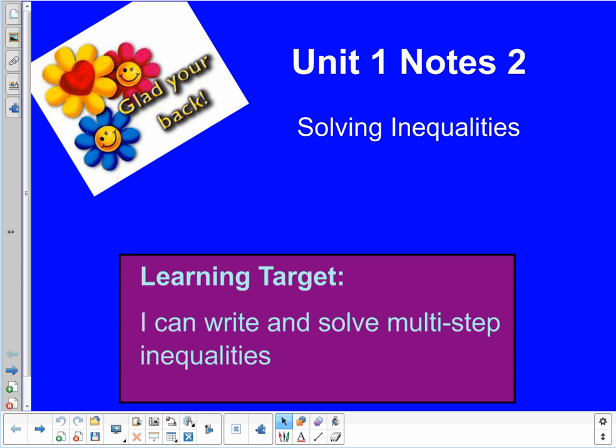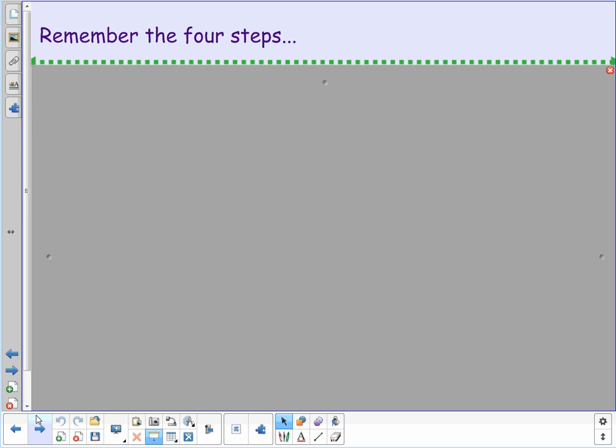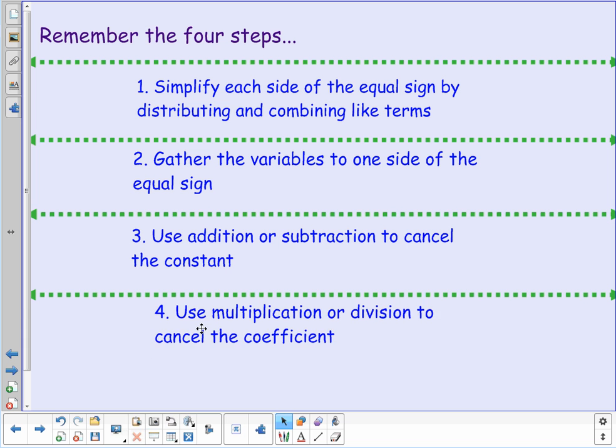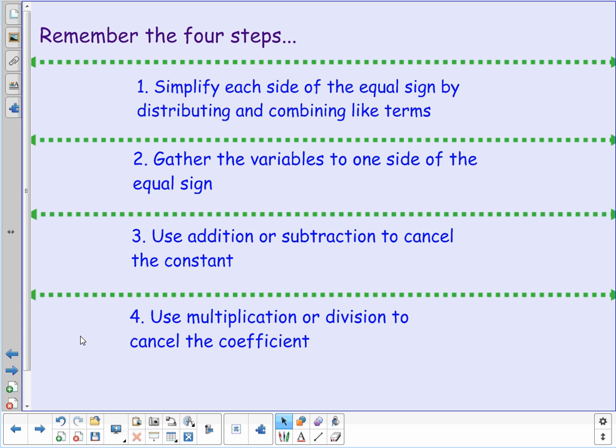Just a refresher from yesterday, our 4 steps for solving equations looked like these. One was I can simplify each side of the equal sign by distributing and combining like terms. 2 was gathering the variables to one side of the equal sign. 3 was using addition or subtraction to cancel that constant, that number with no variable. And 4 was using multiplication or division to cancel the coefficient. So let's take a second to finish writing down those 4 steps on your note sheet.